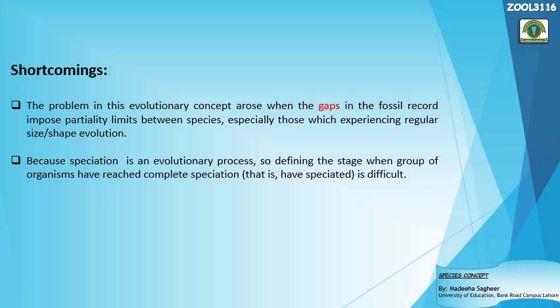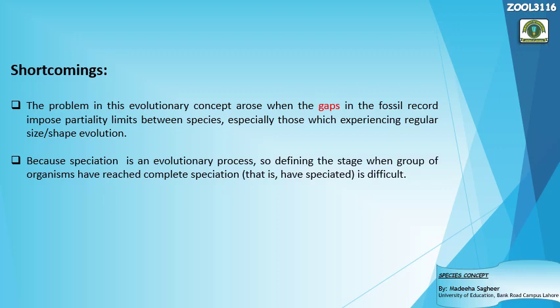And second, because speciation is an evolutionary process, you know what speciation is. Speciation is the formation of new species, and definitely this takes place through evolution, through change. So defining the stage when a group of organisms has reached complete speciation is difficult. We don't know whether the organisms today have speciated, or are still going through the process of speciation. Either speciation is completed today, or no, it is still going on, right?